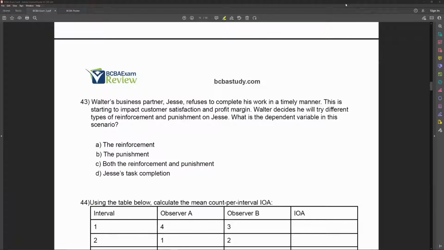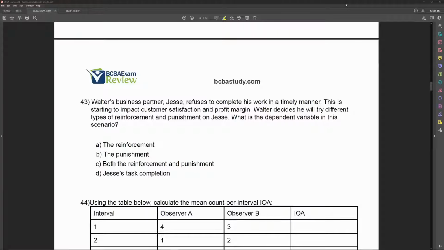So in this case, what is the dependent variable? Is it the reinforcement? Is it the punishment? Is it both the reinforcement and punishment? Or is it Jesse's task completion? Well, we know it's not A, B, and C because those are our independent variables. Those are the things we are manipulating. Those are the things we're adding, taking away.